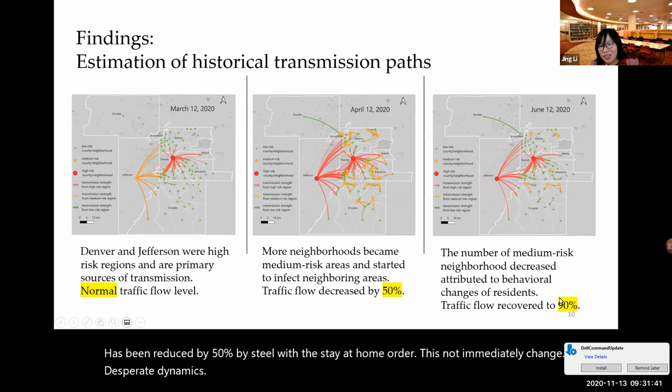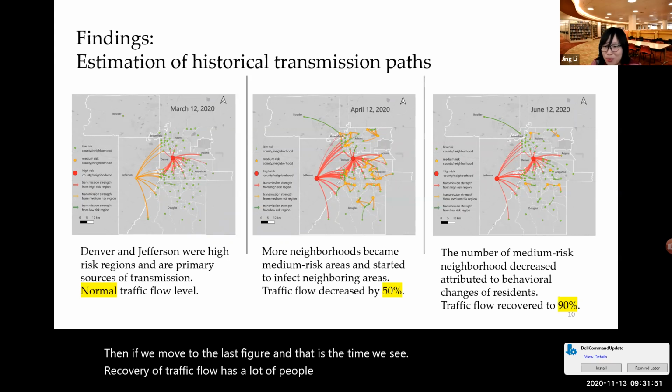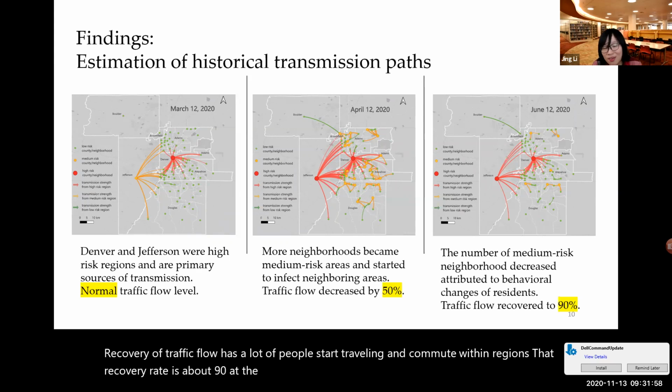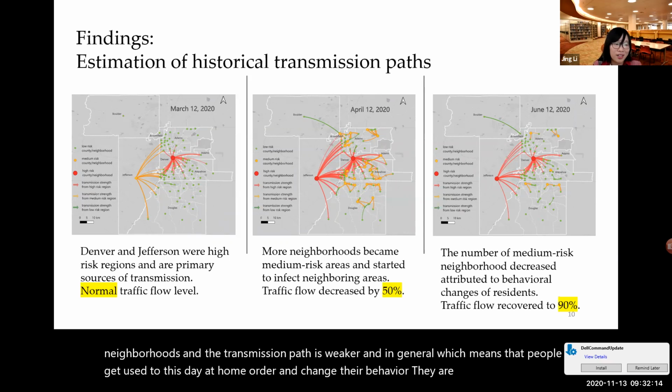Then if we move to the last figure, that is the time we see the recovery of traffic flow, as a lot of people start traveling and commuting within regions. The recovery rate is about 90%. At the same time, we have fewer medium-risk neighborhoods, and the transmission path is weaker in general, which means that people get used to the stay-at-home order and change their behavior. They are more cautious about the spread in general.